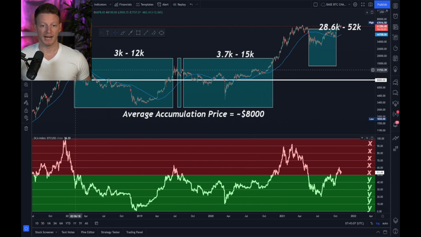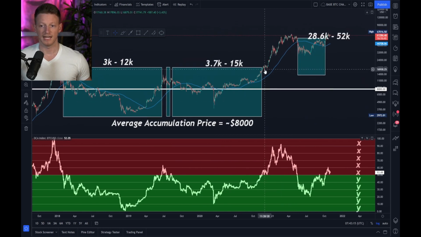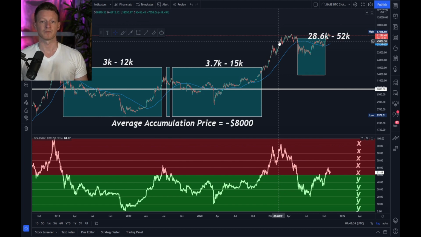If you average out what your accumulation would have been, it would be about $8,000 as your cost basis. Then you would have started selling at each new index tier. So 20%, and then once you got to the 60 to 70 range, you would have sold 20%, etc., up to here. And then you would have sold your final 20% here at around $60,000.